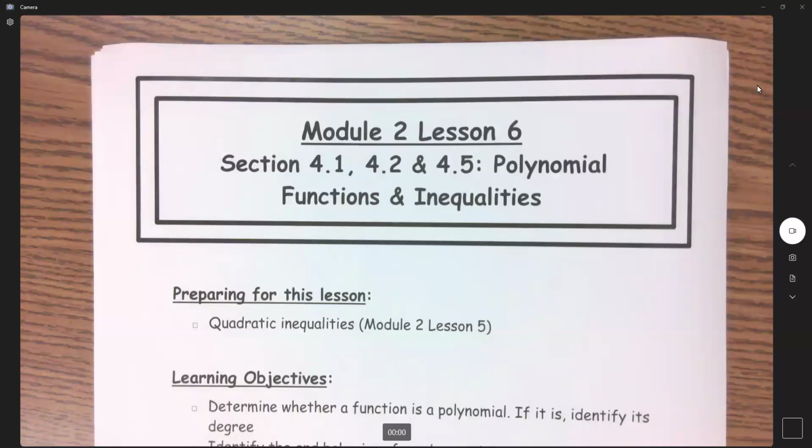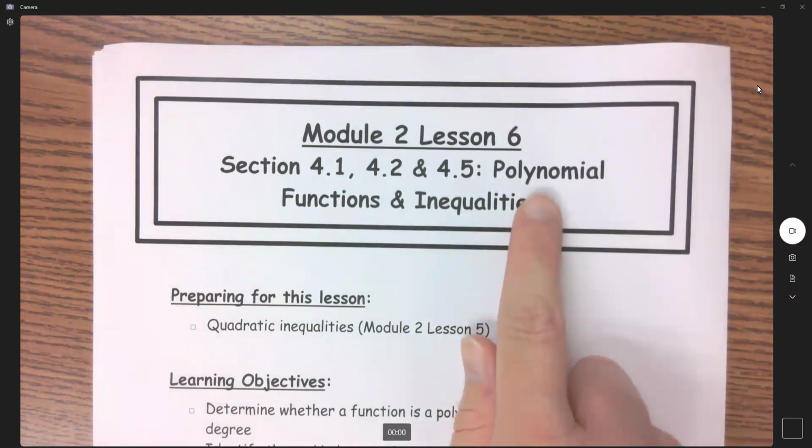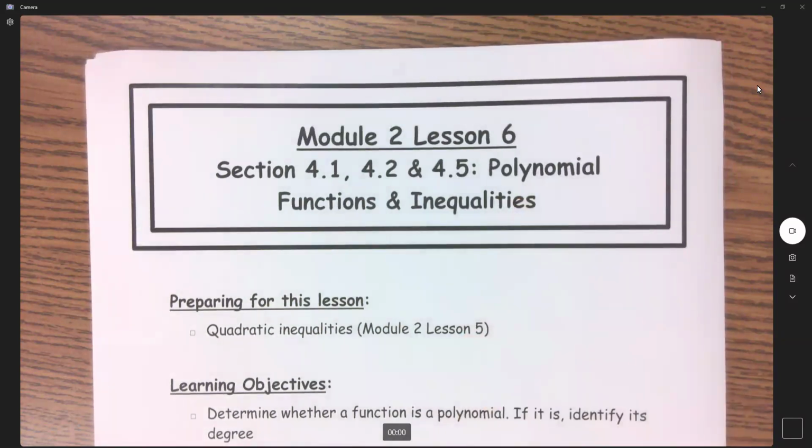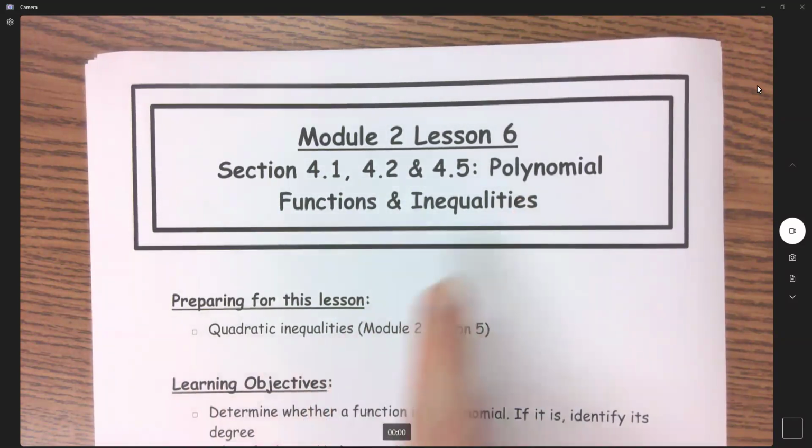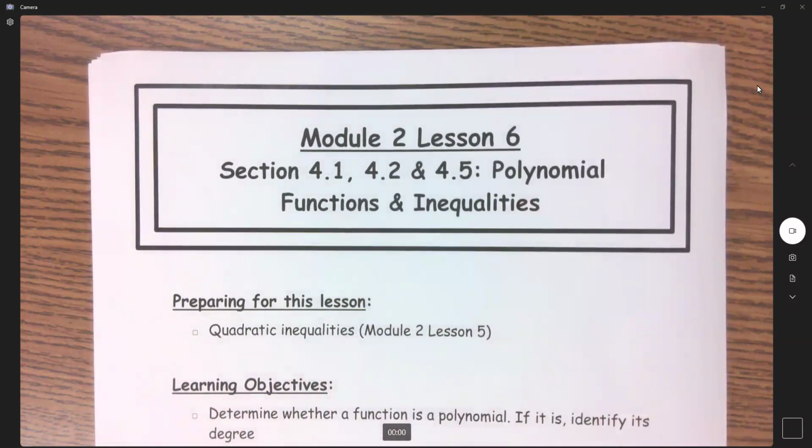Welcome to Module 2, Lesson 6. We are going over polynomial functions and inequalities. To prepare for this lesson, it will be a good idea for you to review and know quadratic inequalities, because when we go to polynomial inequalities, it's just a little bit more complicated, right? So if we get this one that's pretty simple, then we go up a little bit harder, it's not too much worse.